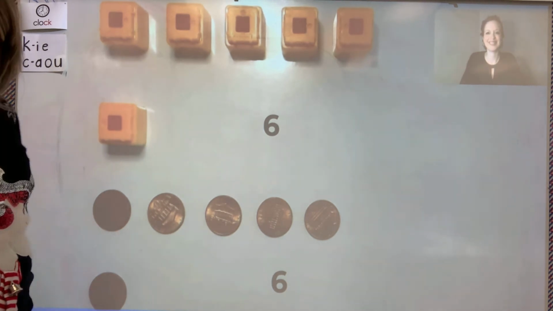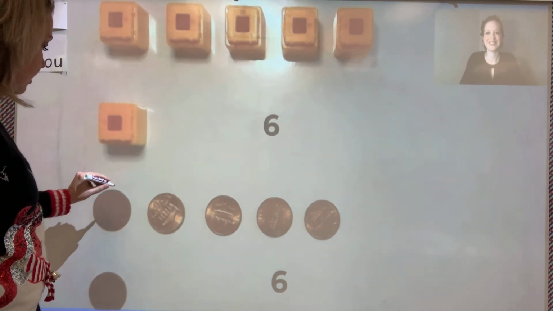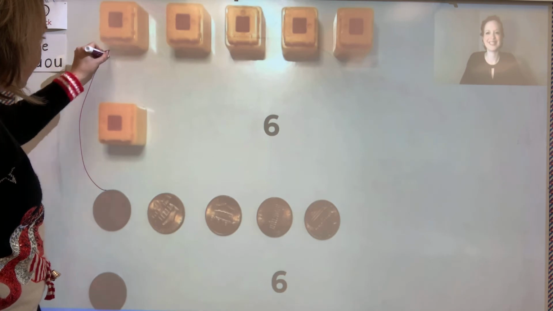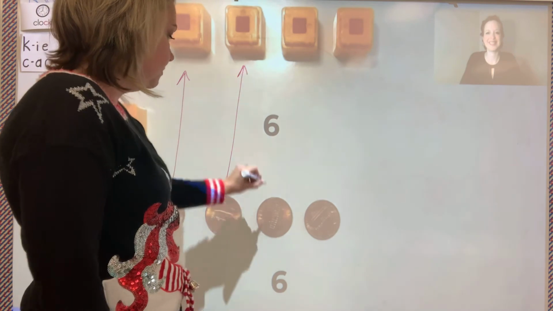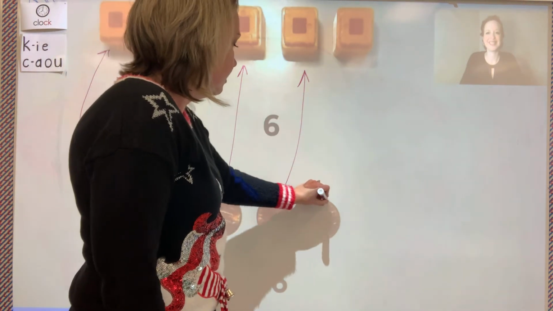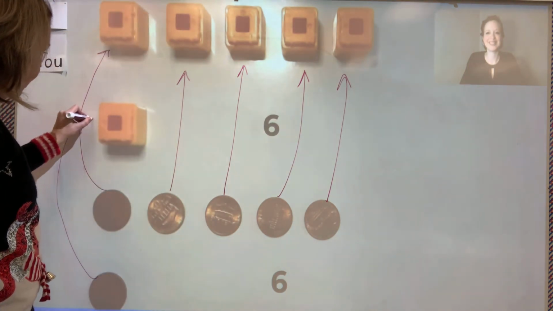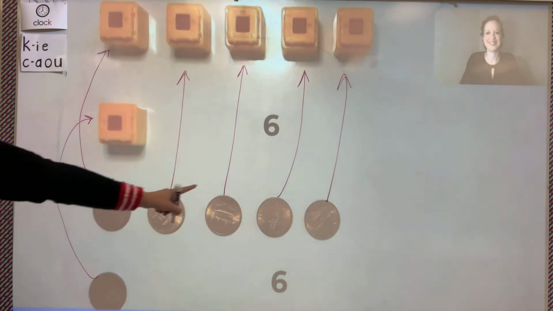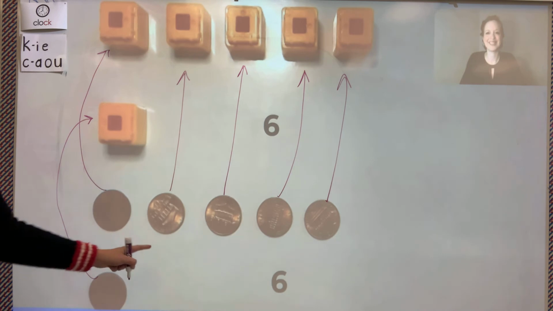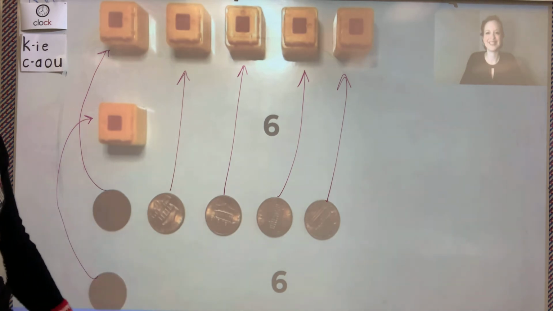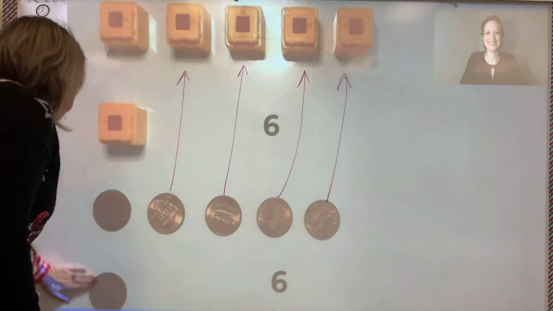Right, matching them up. If I were to actually draw a line, I could draw a line from here to here, here to here, here to here, here to here, here to here, and here to here. Do all of my pennies have a line going to a partner? Yep. I don't have any that are more, and I don't have any that are left out. So it has to be the same. Awesome job. Let's see if we're right.